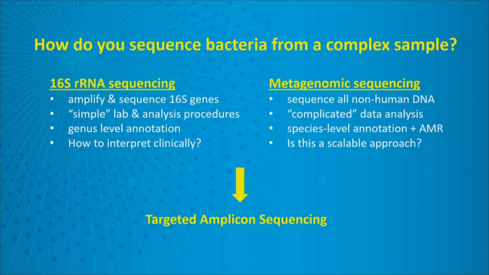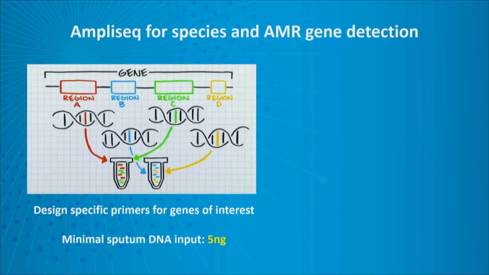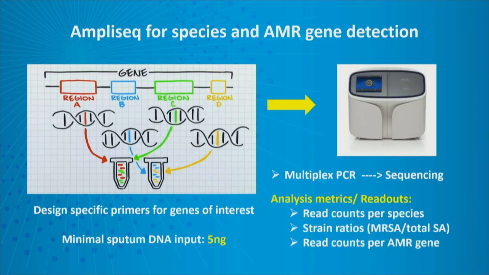There really is a method that blends these two together, and we're calling it targeted amplicon sequencing. This is an approach that we've used here. We're using an approach called AmpliSeq, and in this case, we are doing amplicon sequencing similar to 16S. However, we design specific primers for our genes of interest. There's a lot that goes into the design process. This method can be used with a minimal amount of sputum DNA, as low as only 5 nanograms of starting input. We've tested it all the way down. It's basically just a multiplex PCR. You build a sequencing library and you sequence it.